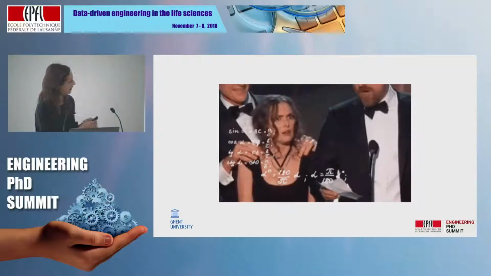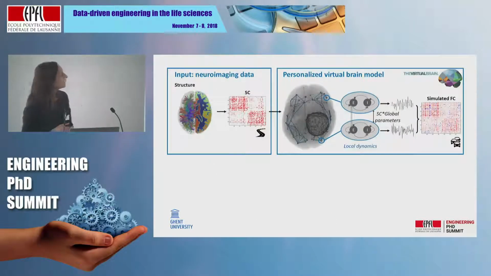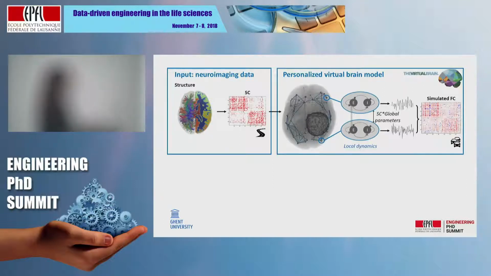Okay, so this figure gives you a summary of the basic workflow of computational modeling. And the basic idea behind it is that you start with your neuroimaging data, and on top of this neuroimaging data, you apply some kind of biologically based model of how the brain works in order to simulate brain dynamics.